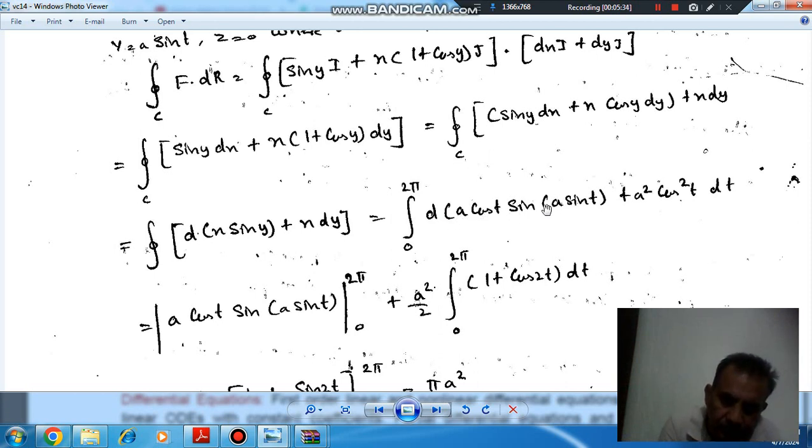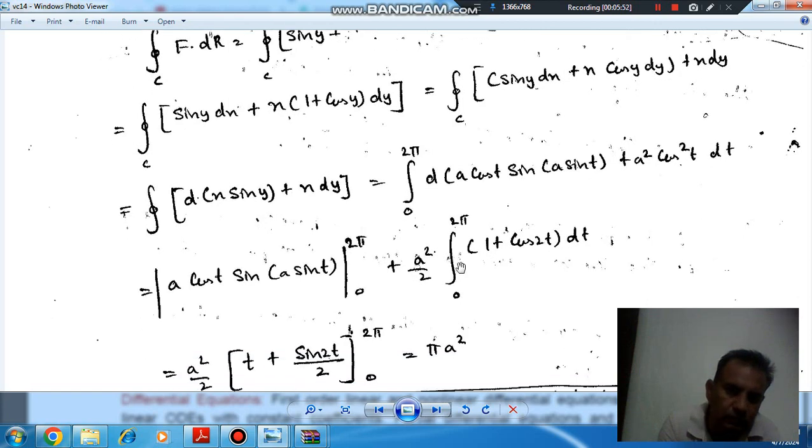Okay. So now it is in differential form and we have to perform integration, so its integration will be this a cos t sin bracket a sin t, and limits are 0 to pi. And to perform integration of this part, we'll take a square by 2, or we put cos square t as 1 plus cos 2t by 2.